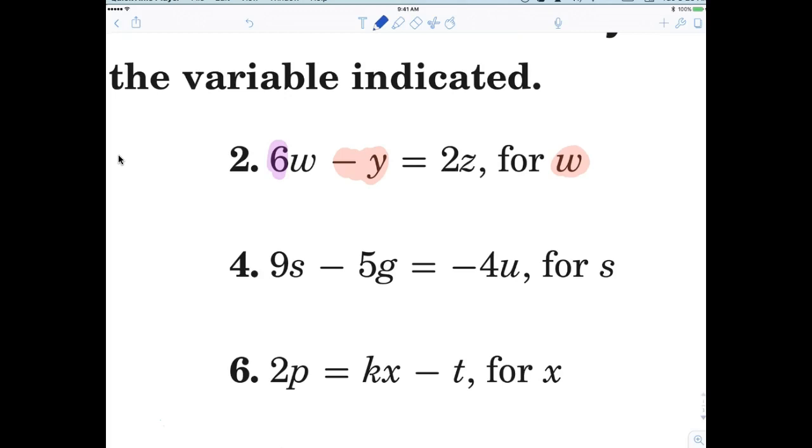They're trying to train you to work. In the real world, there's not just an X or just a Y. There's multiple variables involved. So here, I would want everybody to write 6W equals Y plus 2Z. Now, why did I put the Y in front of the Z?